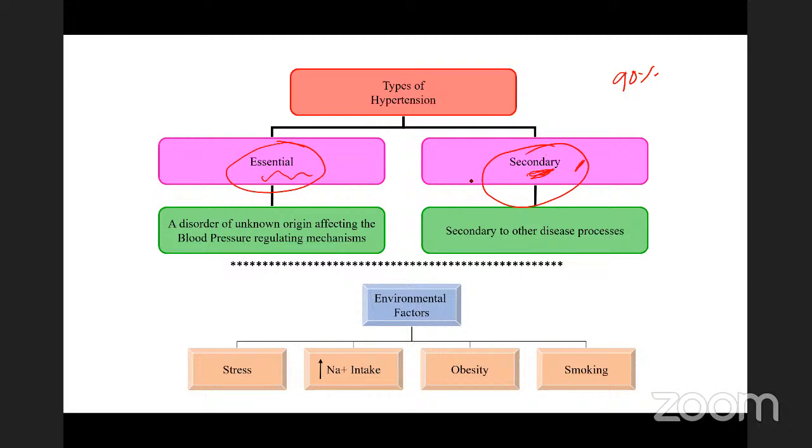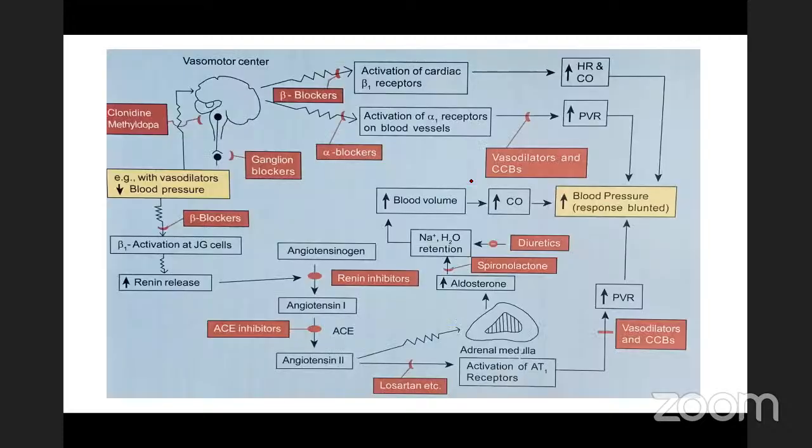Now we'll see what regulatory mechanisms are involved in hypertension. I want you to concentrate only on this part, don't concentrate on whatever is in the red box. Whenever there is a fall in blood pressure, it is sensed by the baroreceptors located in the carotid sinus as well as the aortic arch, which stimulate the vasomotor center in the brain stem. As a result, there will be increased sympathetic activity.